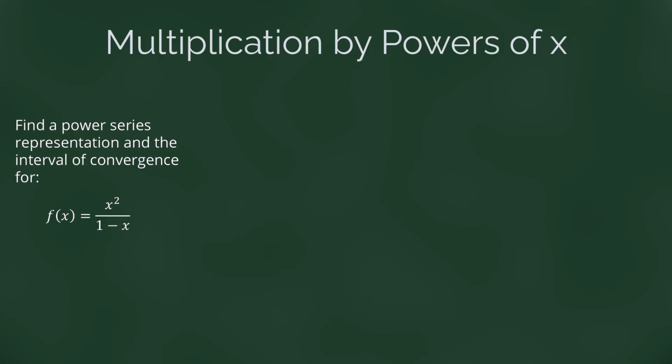Let's start by seeing if we can come up with a power series for the new function f of x equals x squared over 1 minus x, and then figure out the interval of convergence for that function. Notice that f of x equals x squared over 1 minus x is the same thing as x squared times the quantity 1 over 1 minus x. But we know that the quantity 1 over 1 minus x is the sum from k equals 0 to infinity of x to the k, with the interval of convergence for x from negative 1 to 1.